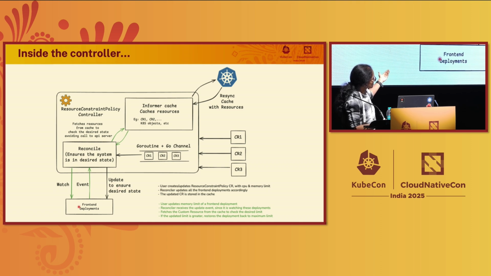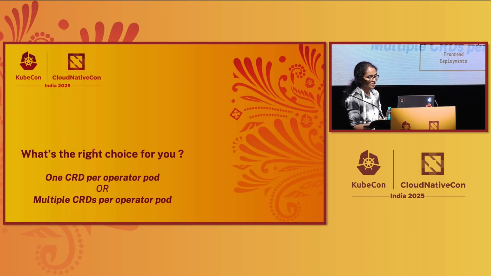If the child resource or the other resource which it is watching has an event on top of that, the reconciler makes sure that whatever has happened is really abiding by the desired state. No? Then it goes ahead and updates it back. That's what the key components here are: the Go routine, the informer cache, and the reconciler. This is important for us to understand the next few slides.